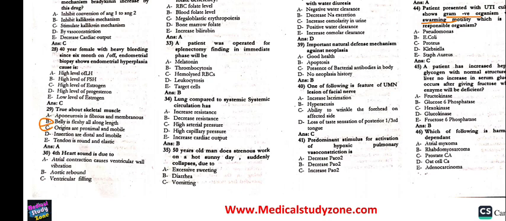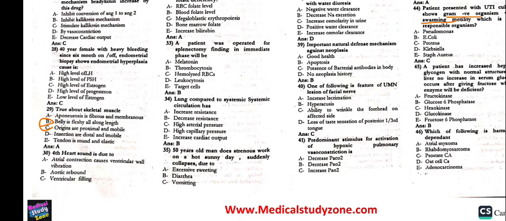Next, 28, 40-year-old female with heavy bleeding for 6 months, endometrial biopsy shows endometrial hyperplasia. The cause is C, high level of estrogen. 29, the true statement about the skeletal muscle is wrong, you have to correct it. It's beta, the belly is fleshy along its whole length.